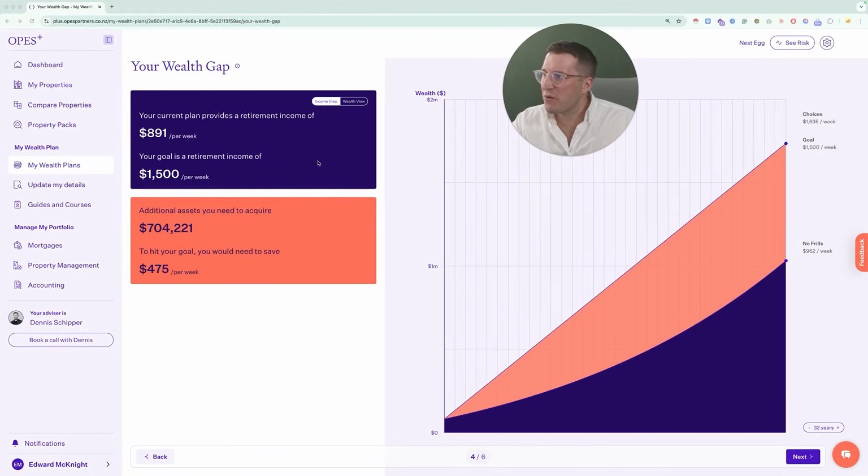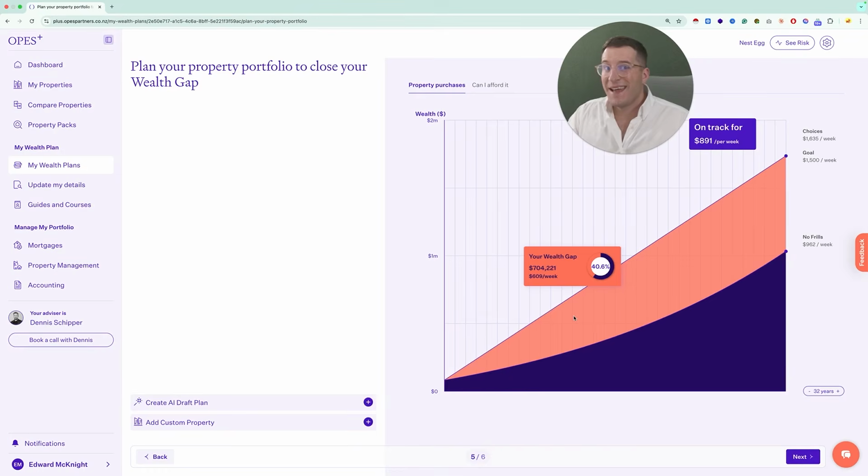Well, the calculator shows us that we want to live on $1,500 a week, but actually, based on what we're currently doing, we might only get to $891 a week in this scenario. And if we wanted to live on that $1,500 a week, we're going to need to build about another $704,000 worth of assets over the next 32 years in order to get us to that point. And that's where you might decide to start investing in property.